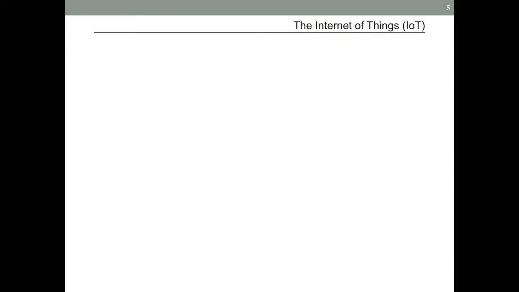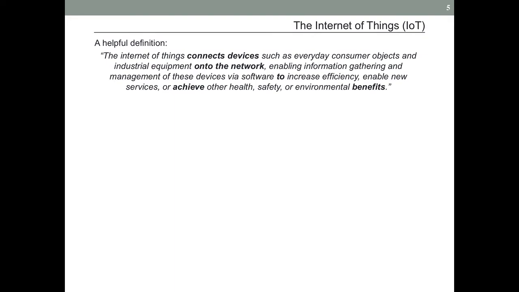So what is IoT? Let me spend just a little bit of time introducing this. So I think this definition is helpful. The Internet of Things connects devices to a network to achieve benefits. Now, notice how I skipped most of that stuff. But the reason I did is that I want you to focus on that basic idea.